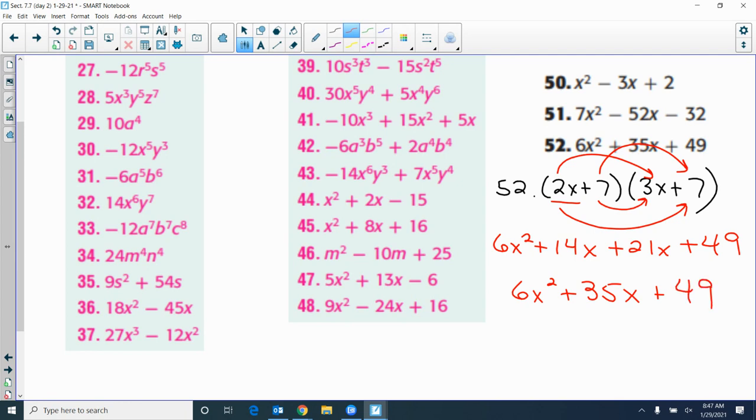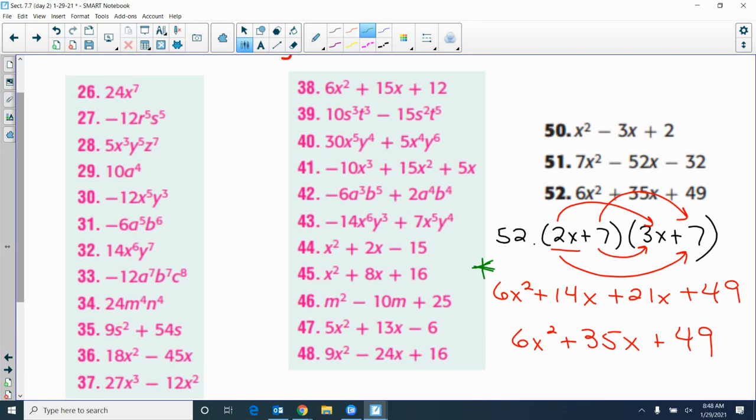That is the FOIL method. If you've got a binomial times a binomial, that's what you've got to do. And you've got to show us right here so that we can see where you're getting that. You've got to show us that step where you multiply everything together and then take it to the next one. Make sure you do that for your work. On the other ones here, questions?